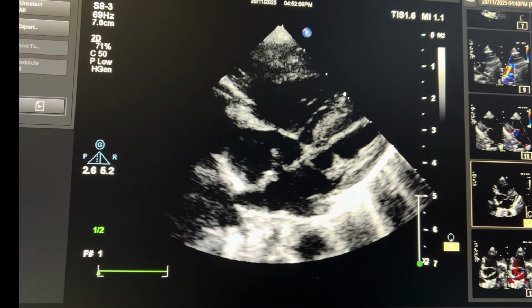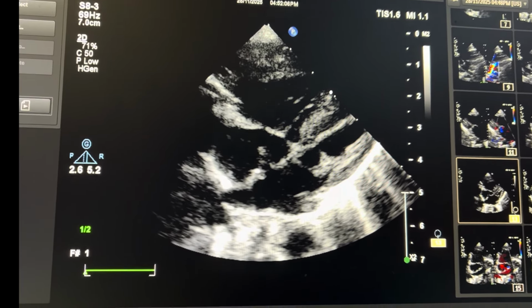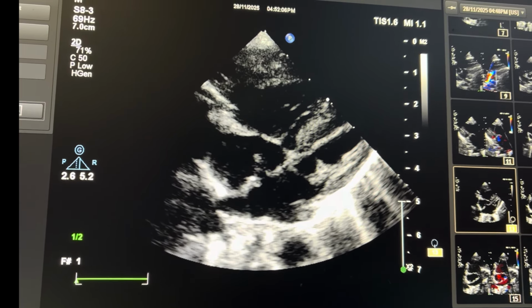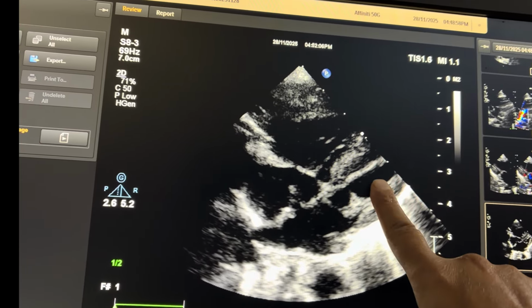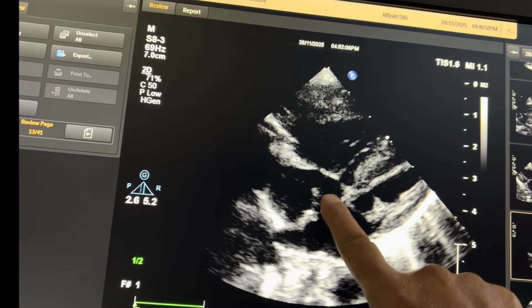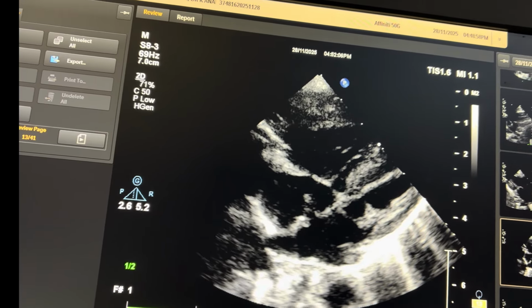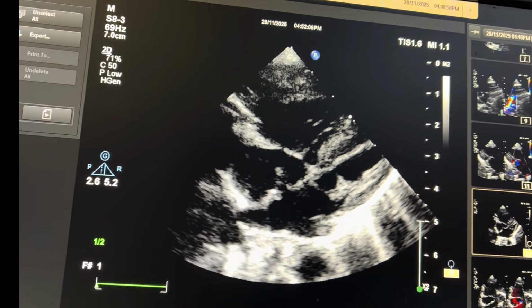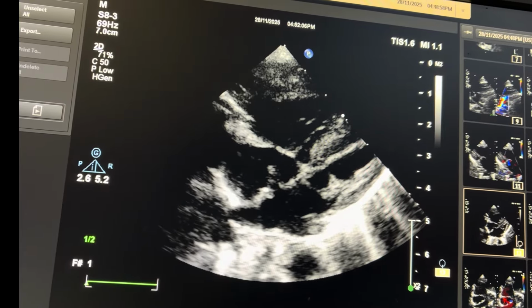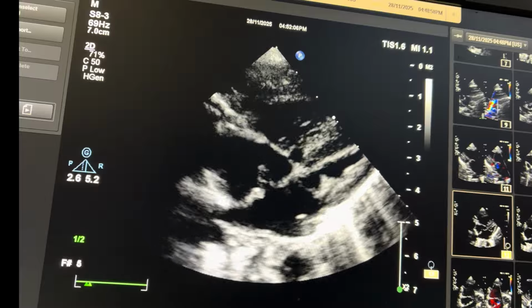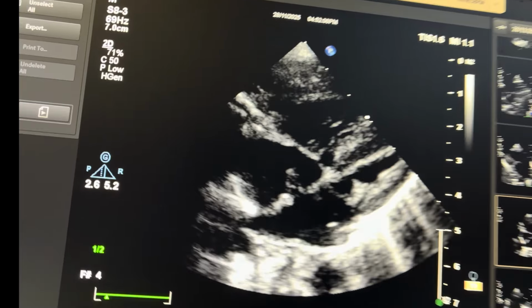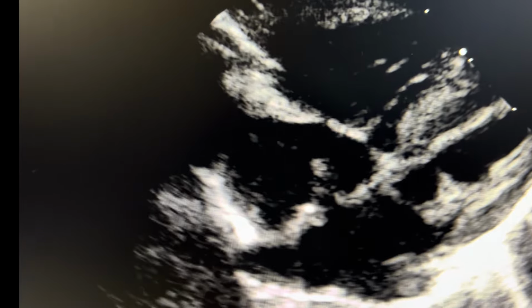In the case of transposition of the great arteries, this is the apical four-chamber view. Structure-wise, this is the left atrium, left ventricle, right atrium, right ventricle. This is an interatrial aneurysm. What you see in this image is the aneurysm, an interatrial septal aneurysm with perforation. Let's see how it is moving away.